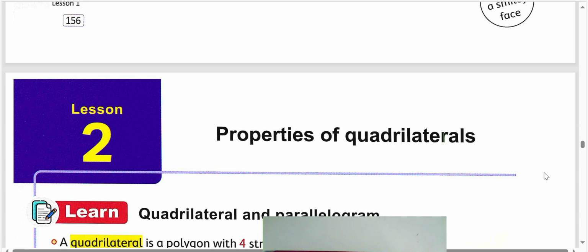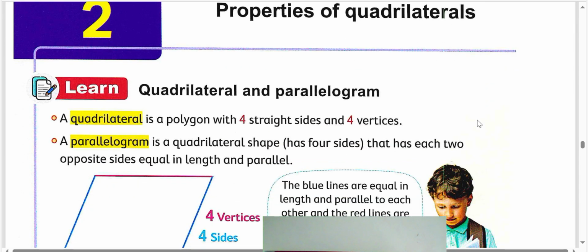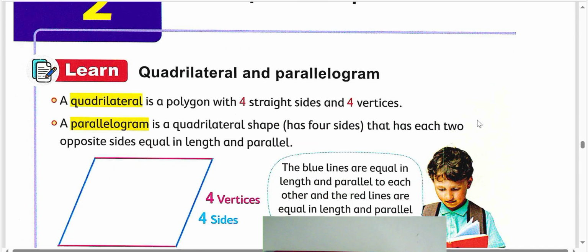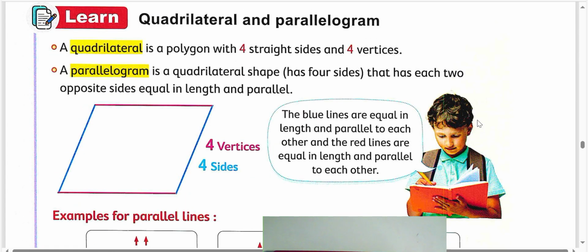Today we'll explain from the Moasser book, lesson number 2, properties of quadrilaterals. What about quadrilaterals? A quadrilateral is a polygon that contains 4 sides, like square, parallelogram, rhombus, trapezium, and rectangle. We call it a quadrilateral. A quadrilateral is a polygon with 4 straight sides and 4 vertices.